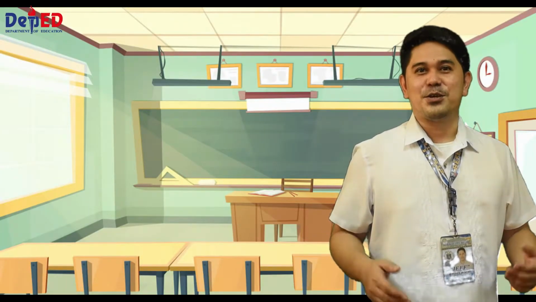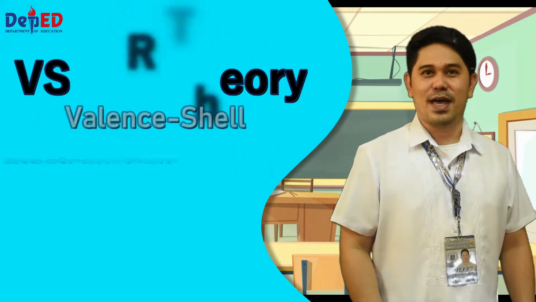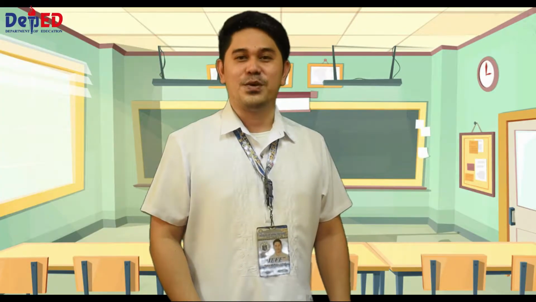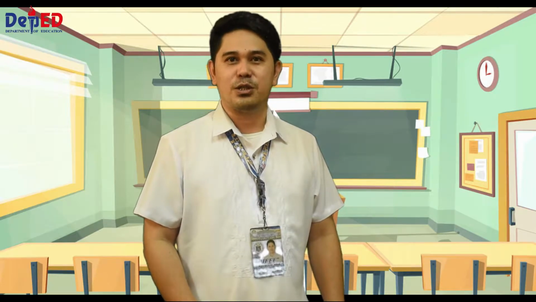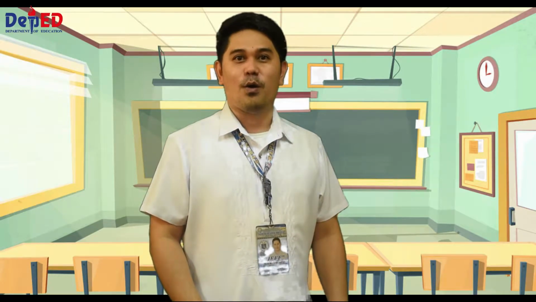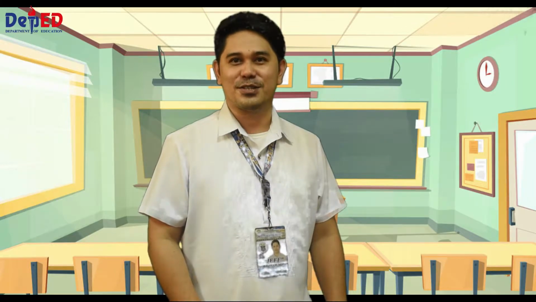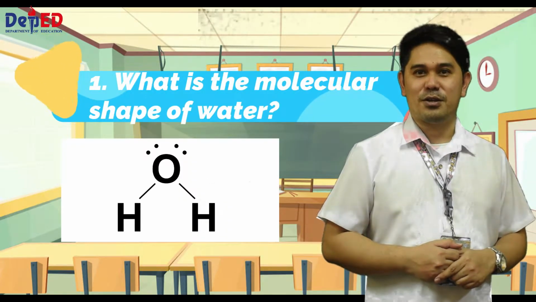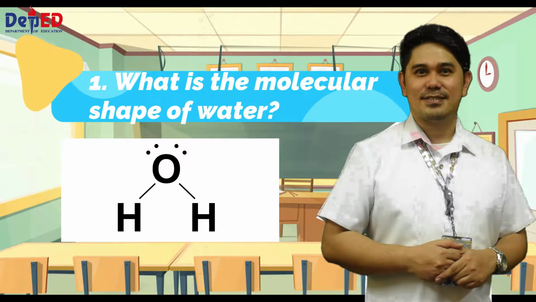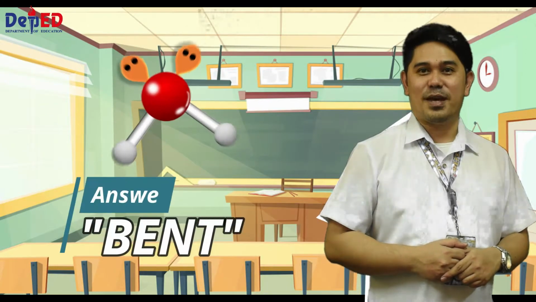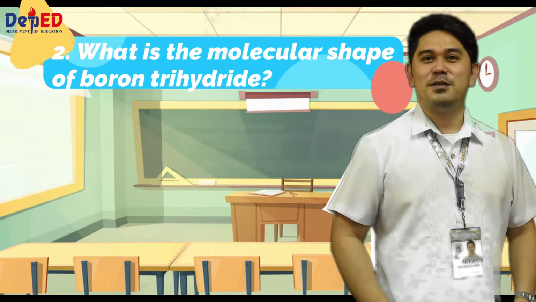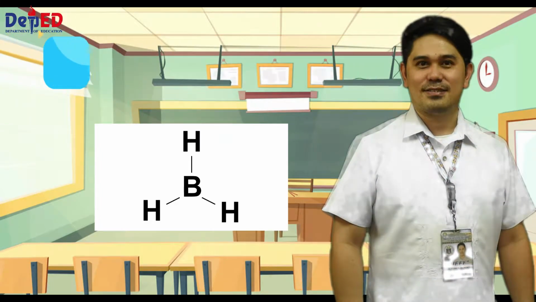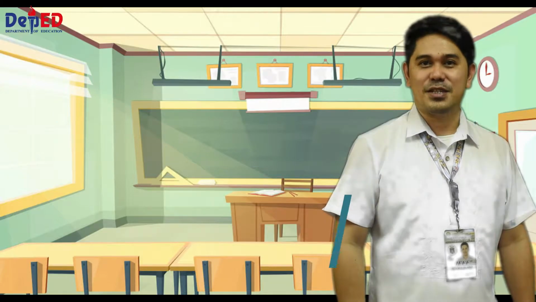In our previous lesson, you have learned about molecular shapes according to the valence shell electron pair repulsion, or VSEPR theory. Recall that we can only draw the shapes if we know its Lewis structure. Now, I want to see if you can still identify shapes of the molecules that I will be showing you. Number 1. What is the molecular shape of water, or H2O? Very good! It is bent. Number 2. What is the molecular shape of boron trihydride, or BH3? That's right, it is trigonal planar.